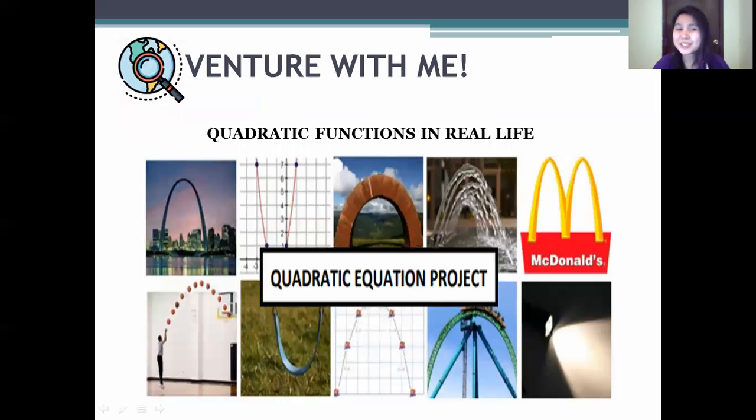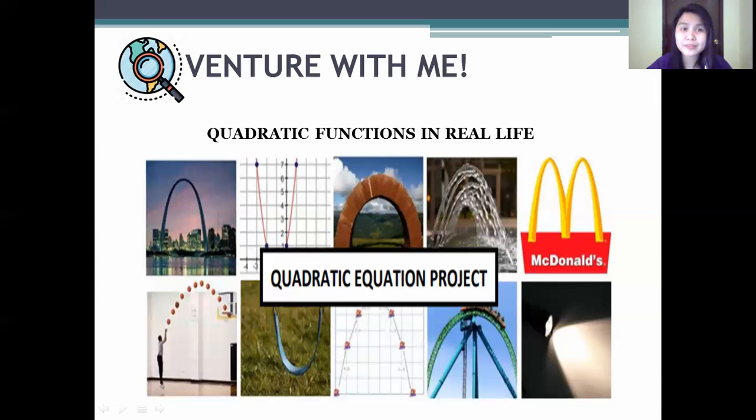Now, here are some real-life applications for quadratic functions. These are beautiful landmarks. Also a bridge, the movement of a fountain, the M in McDonald's, when you shoot a ball, a rubber swing, a Ferris wheel, and even the path of the light that we see. If you notice, most of these are parabolic, and our performance task will also be about parabolic art. I'll discuss that one afterwards. Now, to solve different problems in quadratic functions, we remember the vertex formula.